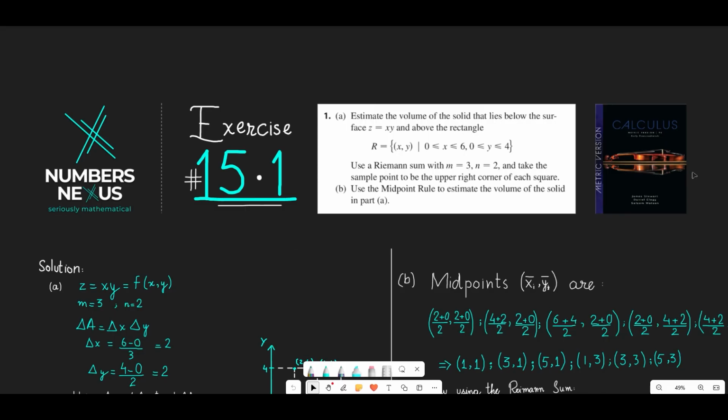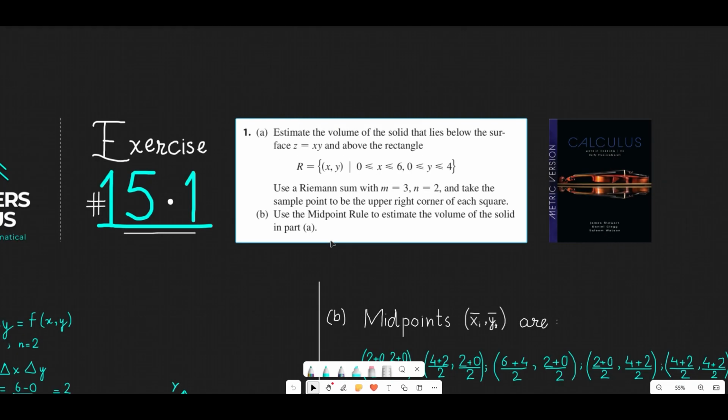Today we are breaking down Stewart calculus. We are diving into exercise 15.1, question number 1 to explore how we can estimate the volume of a solid using double Riemann sums. So let's start with the prayer.